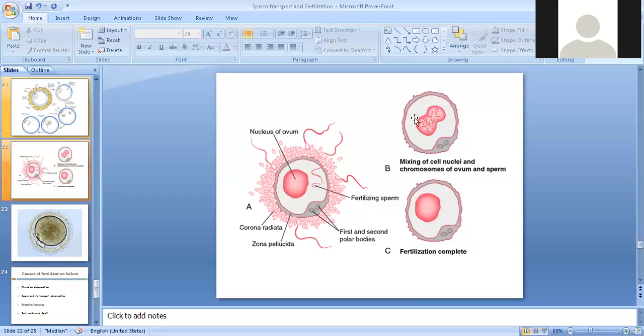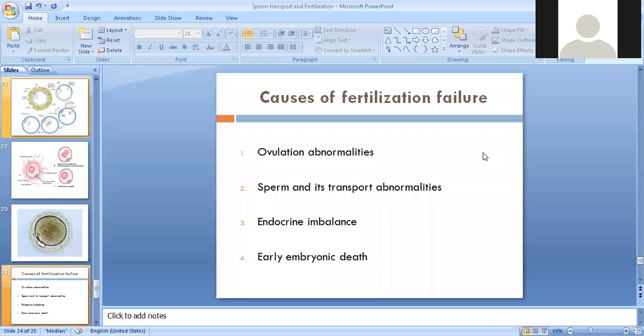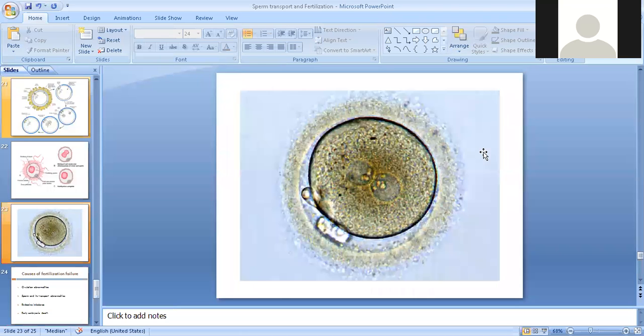So this is another picture showing fertilization, under a stereo zoom microscope. Once the zygote is formed, it will appear like this. This is the first polar body, and this is another polar body, and the male and female pronuclei inside are clearly visible. So this is the normal process of fertilization.